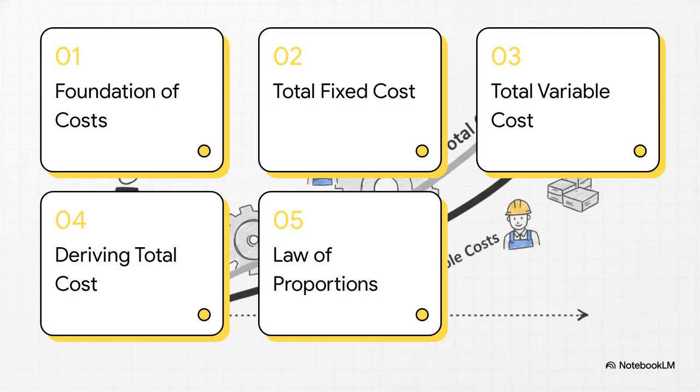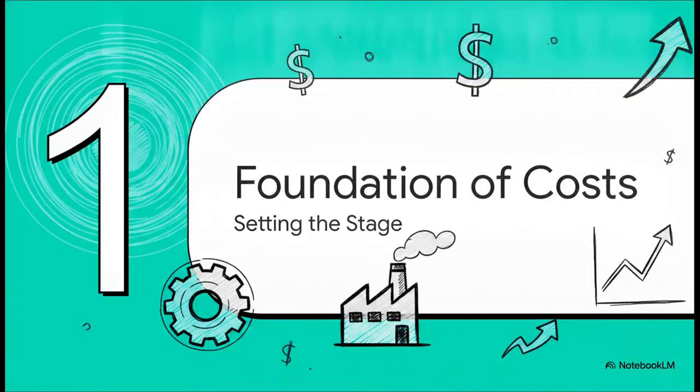Here is our roadmap for today. We'll start with the foundation of short-run costs. Then we'll move on to tracing out total fixed cost and total variable cost. After that, we'll derive the total cost itself, and finally, we'll tie it all together with the law of variable proportions. All right, let's jump right into part one, laying down the foundation of short-run costs.